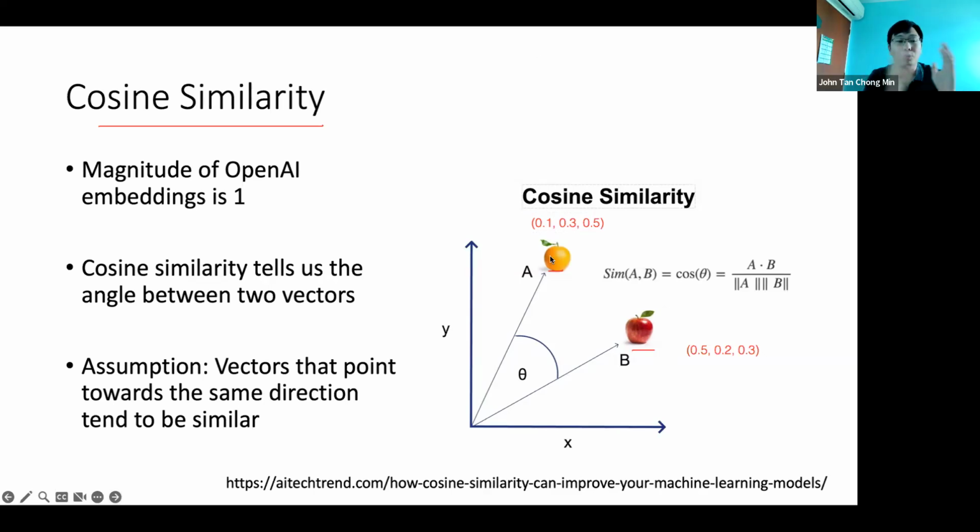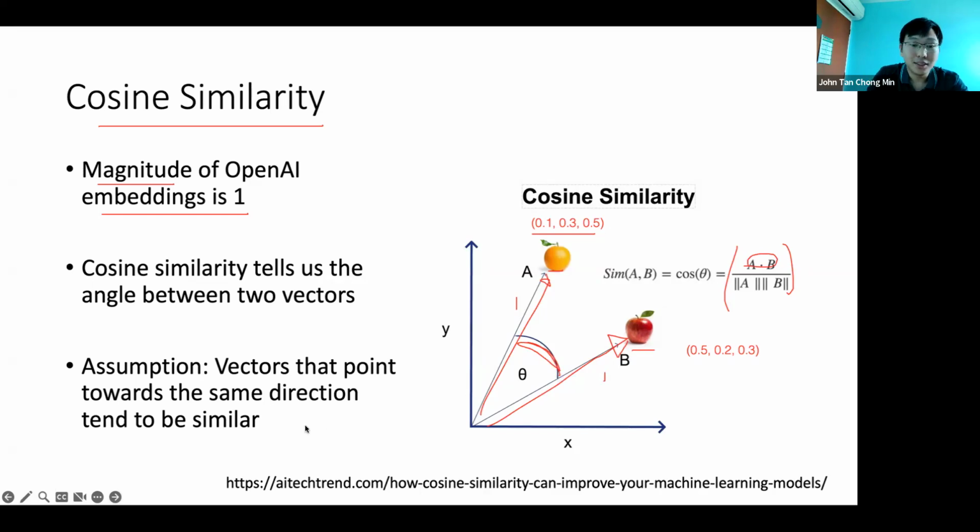So let's say we have this orange and apple like that. How do we tell whether both are similar? We can use cosine similarity, which is this complicated math equation here. But if we take the magnitude of the embeddings as 1, which is what OpenAI embeddings are, then this is magnitude 1 and this is magnitude 1. If we do a cosine similarity, which is sort of a dot product, it's actually the angle here. In math terms, it's just the angle between two vectors.